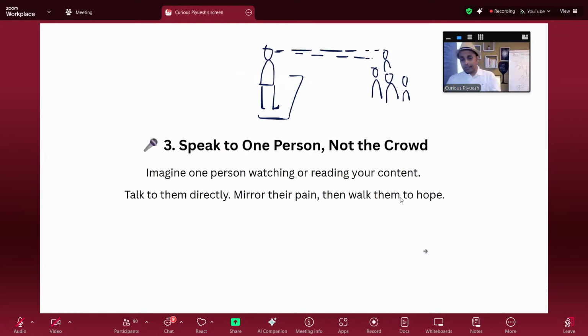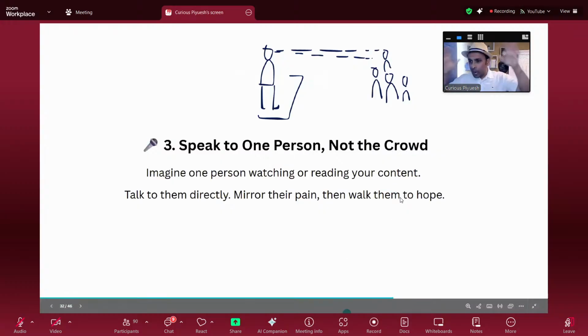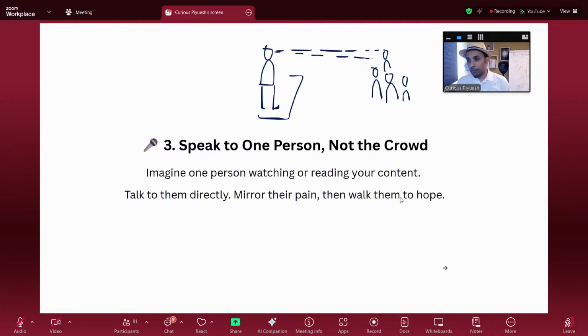The third is, as I told you, speak to one person, not to the crowd. Even if you are facing a crowd, try to imagine the crowd as one person and then speak to that crowd. So right now, for example, even if I'm talking to you, I'm actually seeing one of you and trying to imagine that the whole crowd is you. And that is where I take more responsibility.